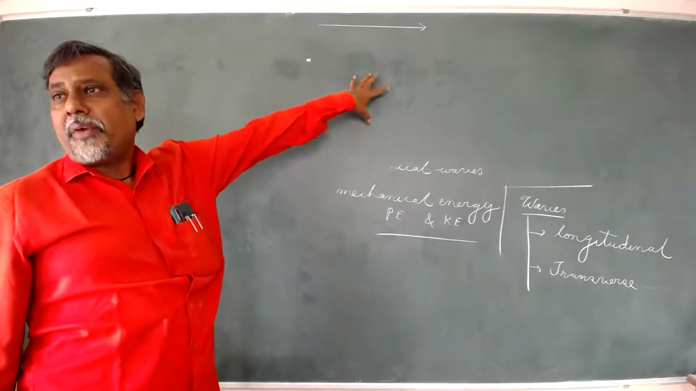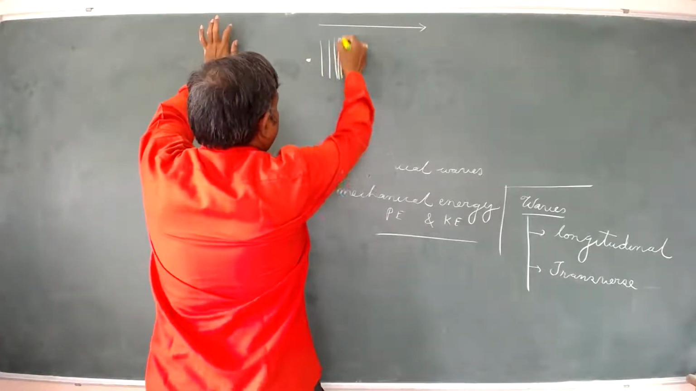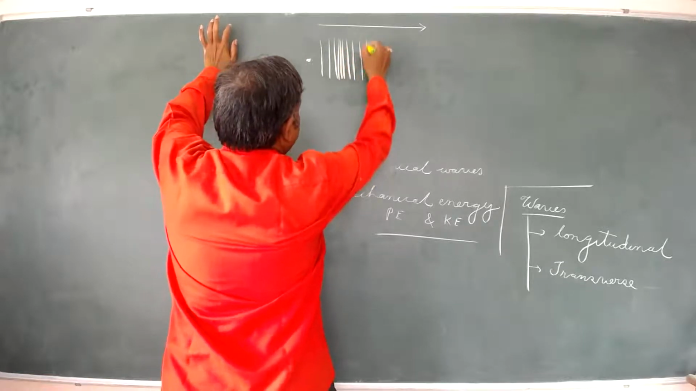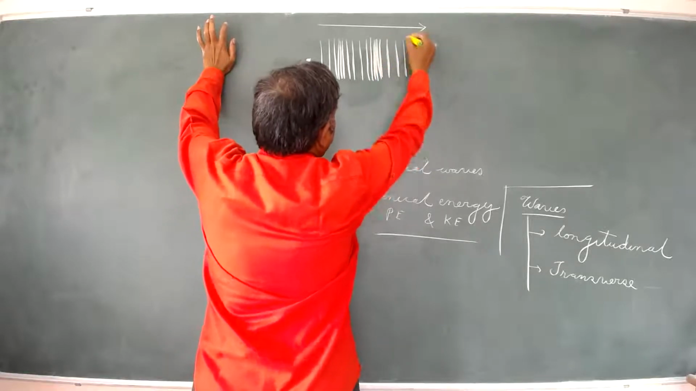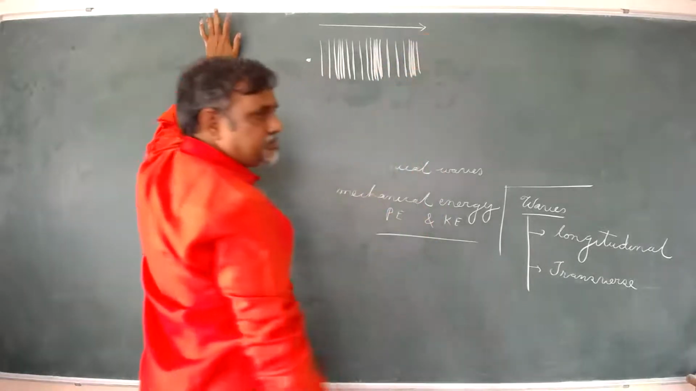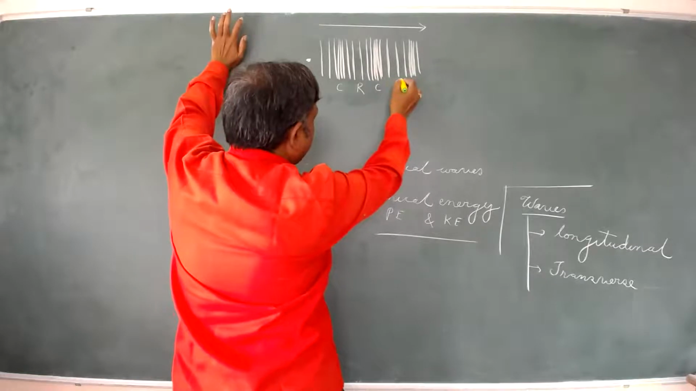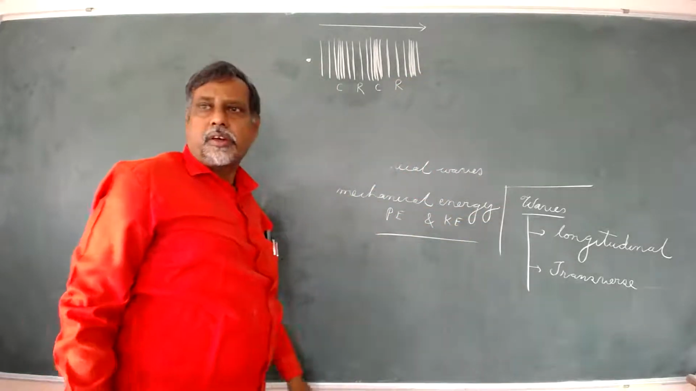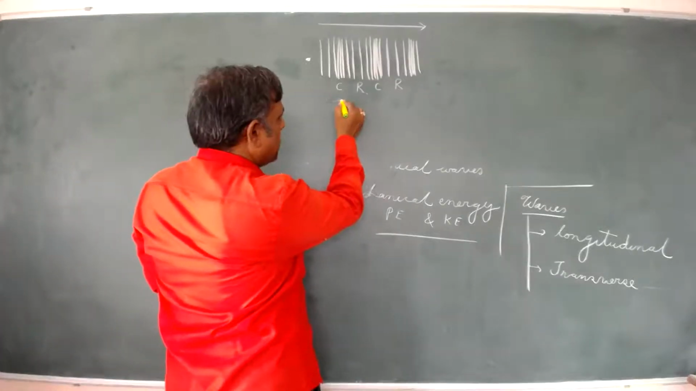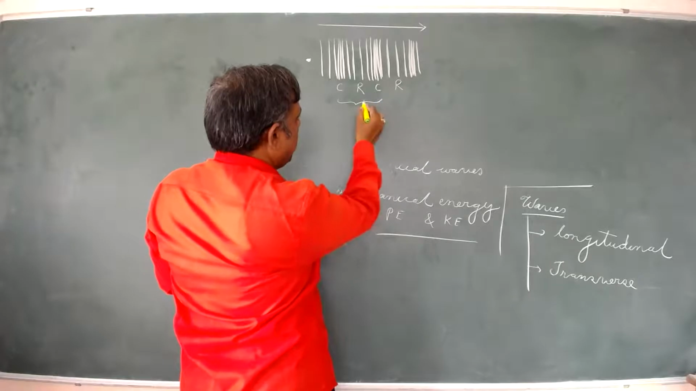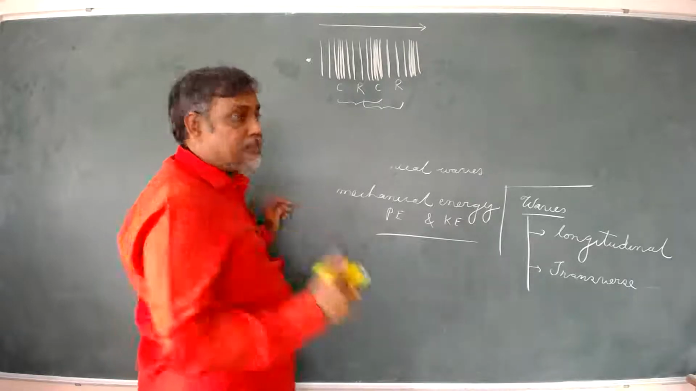So the compressions and rarefactions take place over here. Here you see the medium particles get relaxed, at some other places medium particles get compressed, and at some other places the medium particles get closed like this. This is how wave propagation takes place. These are called compressions, these are called rarefactions. Got it? If you take any two consecutive compressions or any two consecutive rarefactions, that is equal to the wavelength.